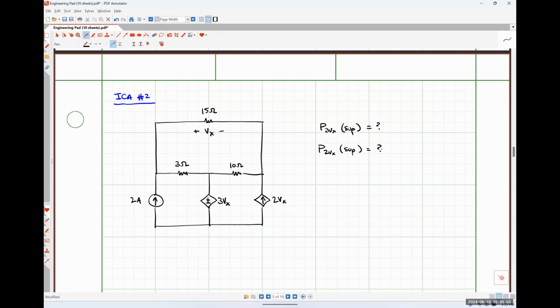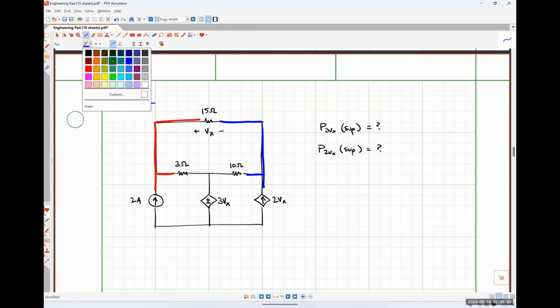Okay. So what's the first step for nodal analysis? Identify our nodes. Okay. So let's go ahead and do that. So I'm going to put a red node in the top left, the blue node top right, the green node here in the middle, and an orange node on the bottom.